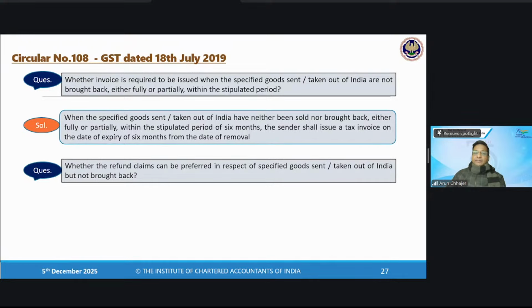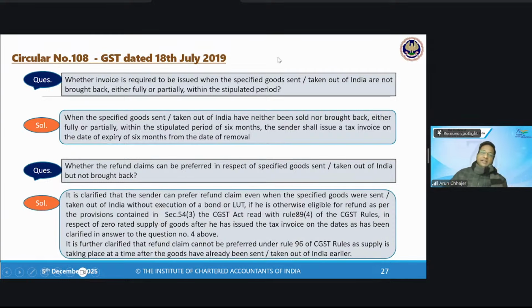When can the refund claim be preferred in respect of specified goods sent or taken out of India but not brought back? Very beautiful question. It is clarified that the sender can prefer the refund claim even when the specified goods were sent or taken out of India without execution of the bond or letter of undertaking. The point to be noted: have you furnished the bond or LUT at that point of time? No, you have not furnished.